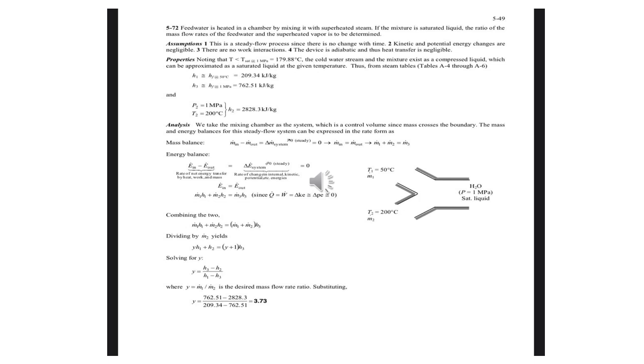Final answer: the ratio of the feed water mass flow rate to the superheated steam mass flow rate is Y equals 3.73. Interpretation: for every 1 kilogram of superheated steam added to the mixing chamber, 3.73 kilograms of feed water is mixed to achieve the desired condition of saturated liquid at 1 megapascal. The negative sign cancels out as expected since flow rates are positive in the physical context.